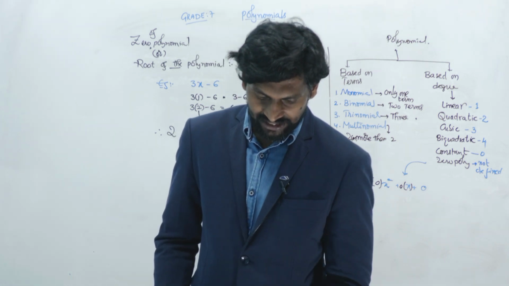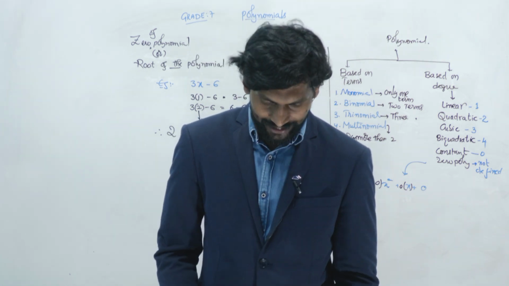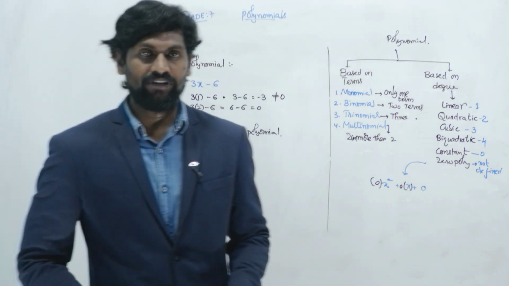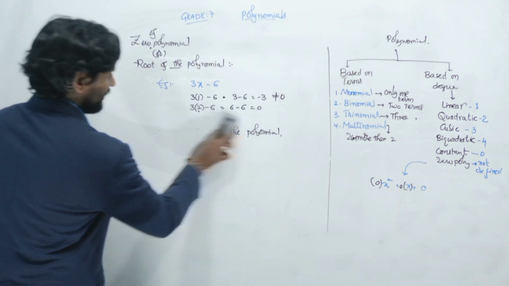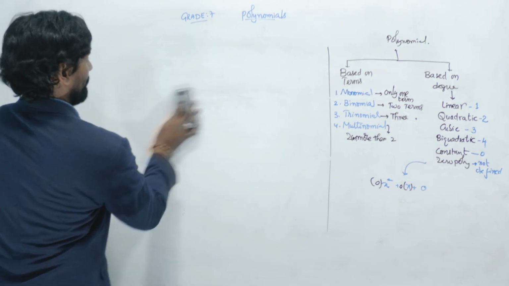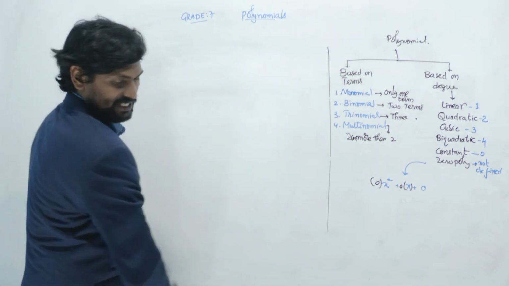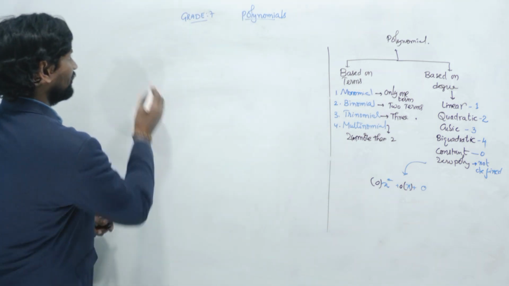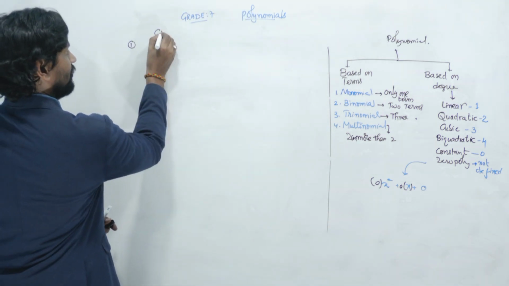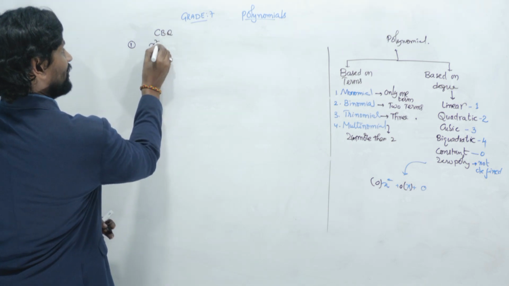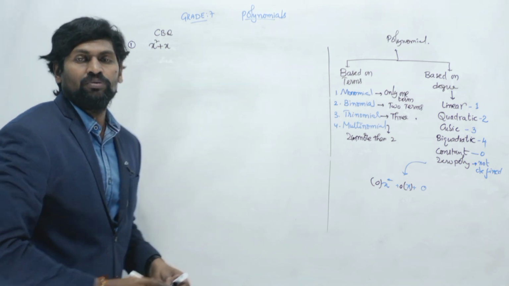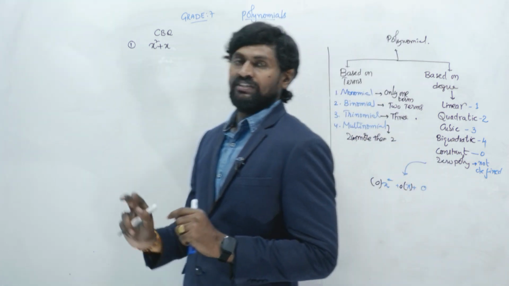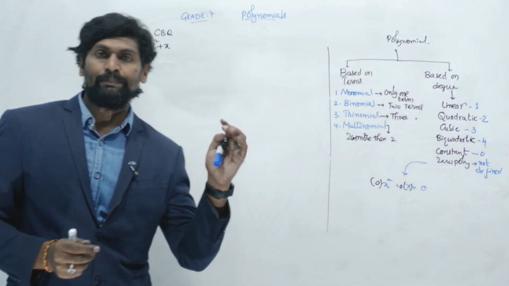Before going to addition and subtractions, let us go through the concept based questions. Practice sheet 1. The first question is given that x square plus x is a dash polynomial. Actually, it is having two terms, we can say it is a binomial.